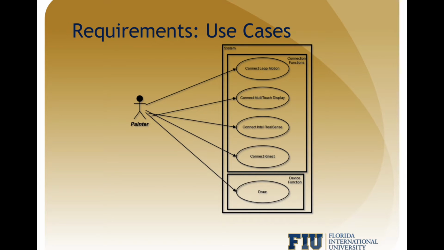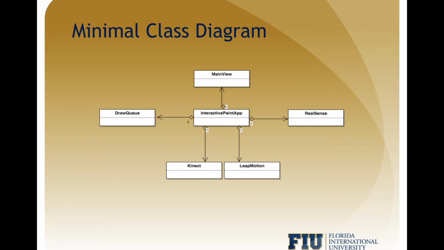And here we've got a simplified class diagram. So as you can see, the main class would be the interactive paint app, which has instances of all of the input devices such as the Kinect, RealSense, and Leap Motion. And it also has an instance of the main view, which is the GUI, and the draw queue, which is used to actually draw things to the screen. The draw queue is just an event queue that'll take inputs from the different input devices and will queue them up to be rendered whenever the renderer is ready to render.